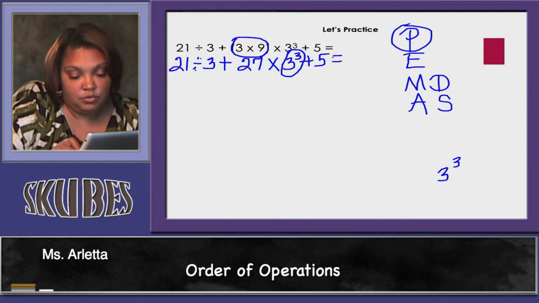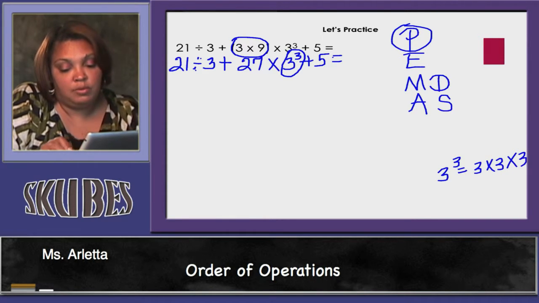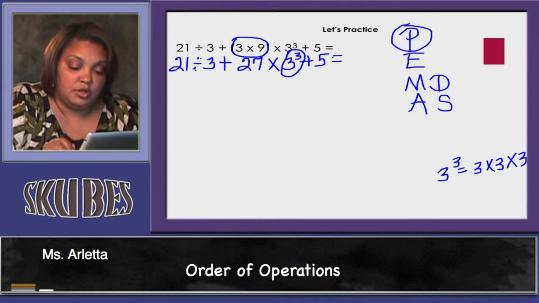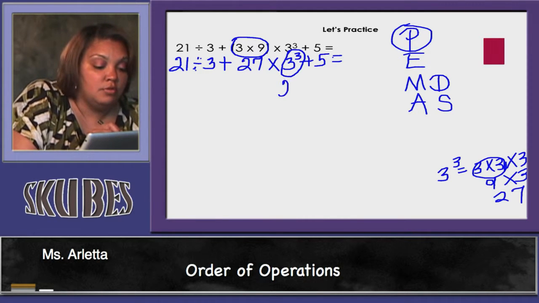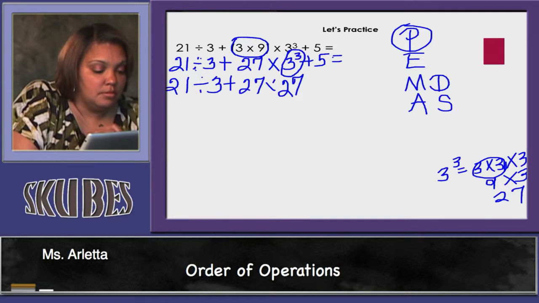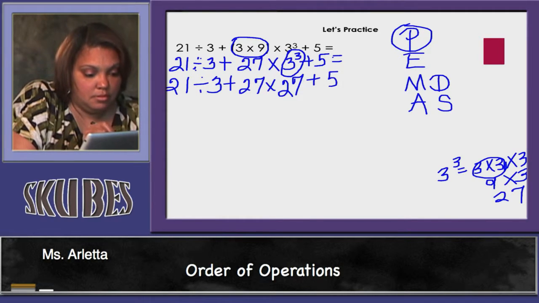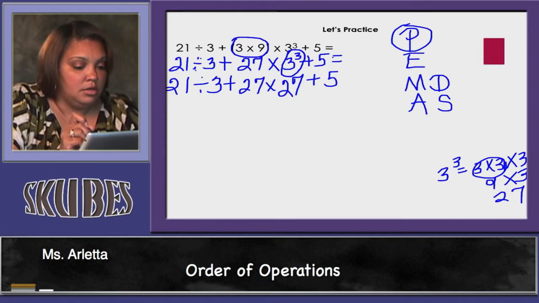Do a little work down here. 3 to the 3rd power is 3 times 3 times 3. That means you take that 3 and you multiply it 3 different times. 3 times 3 here gives me a 9. 9 times 3 is 27. So that 27 goes right underneath 3 to the 2nd power, and everything else I just copy it down. Okay, did I take care of my exponent? I did, so I can circle that.